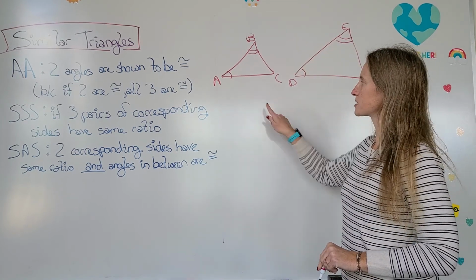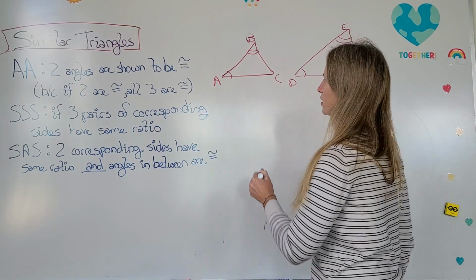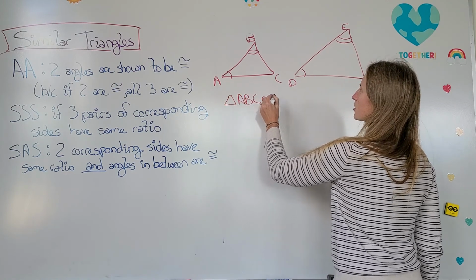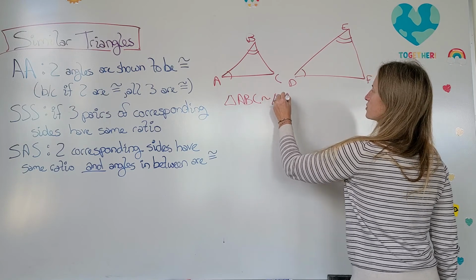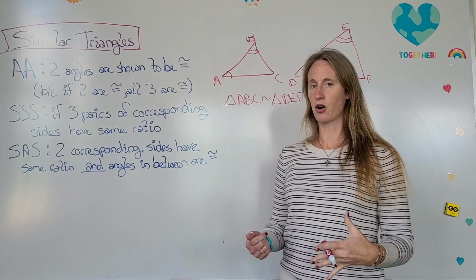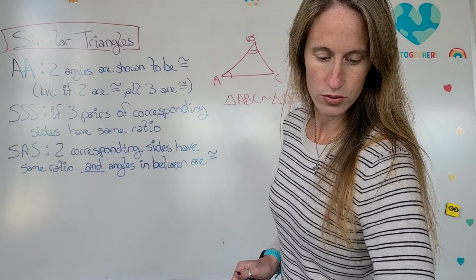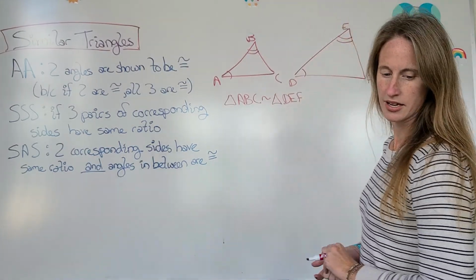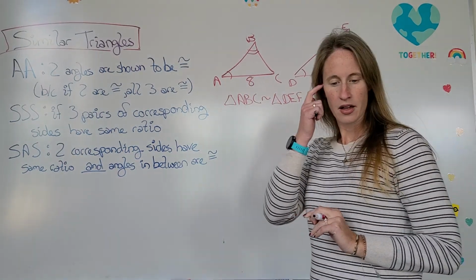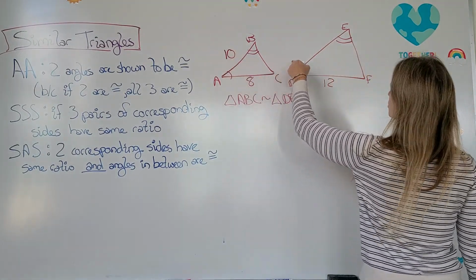If I was to list these triangles correctly, according to them being similar, I would write it like this. Triangle A, B, C is similar to triangle D, E, F. And you want to make sure that you're naming the corresponding parts in the same order. Now if I note one set of sides here to be 8 and 12, and then I know AB is 10, and I want to solve for DE.